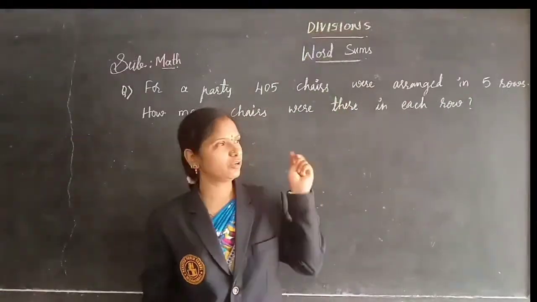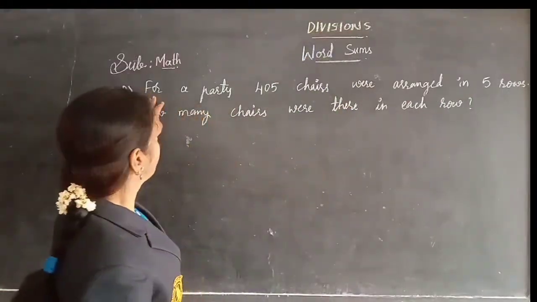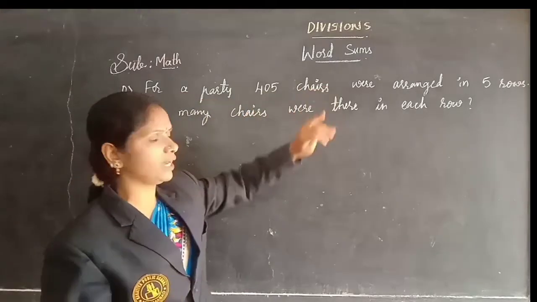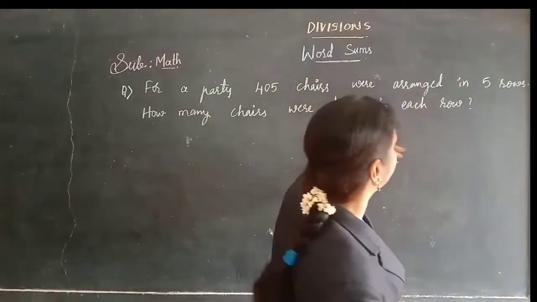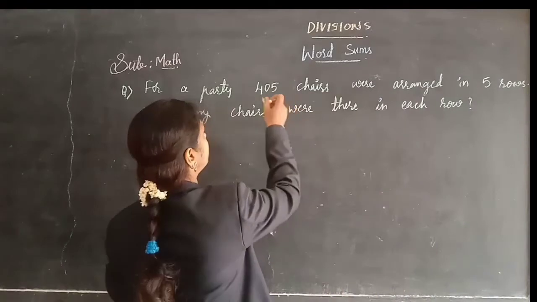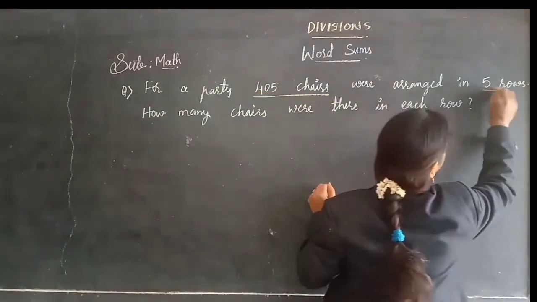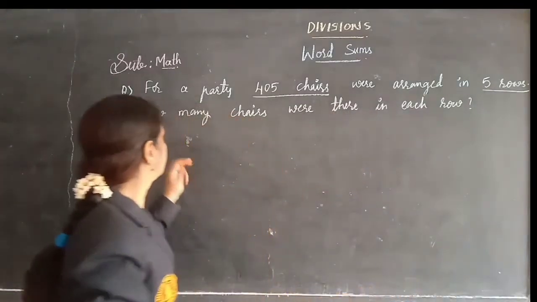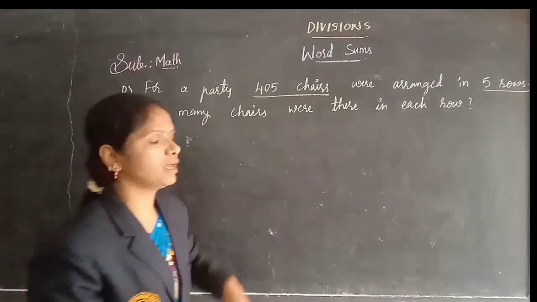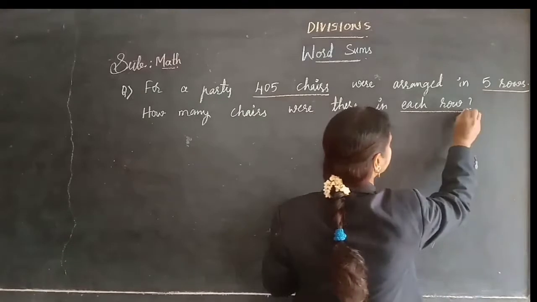Yes children, I will look at this problem here. For a party, 405 chairs were arranged in 5 rows. See, the total number of chairs is 405 and those chairs are arranged in 5 rows. So, how many chairs were there in each row? Each row means 1 row, children.